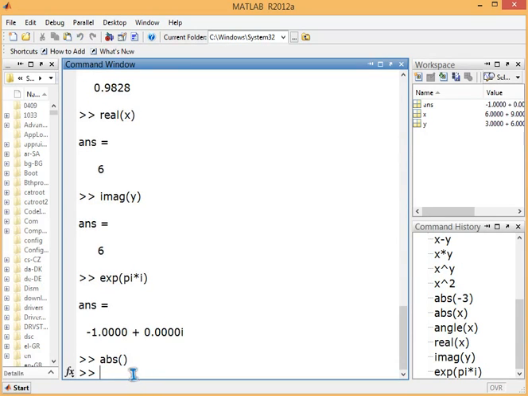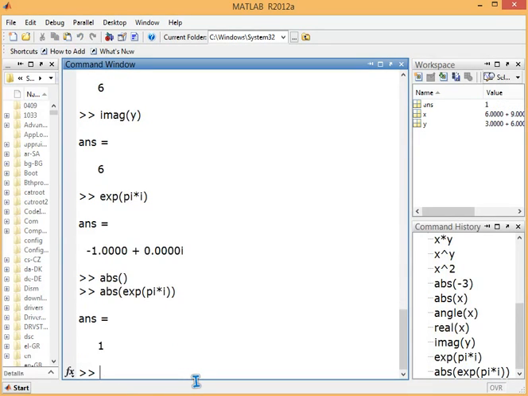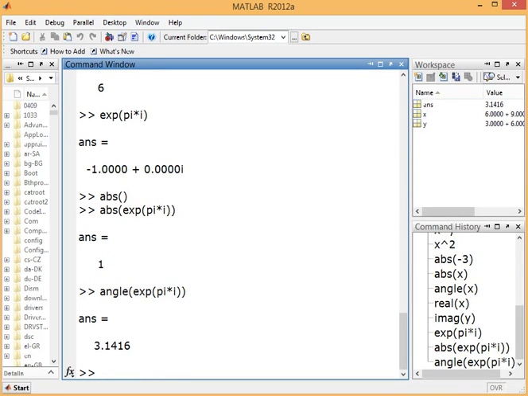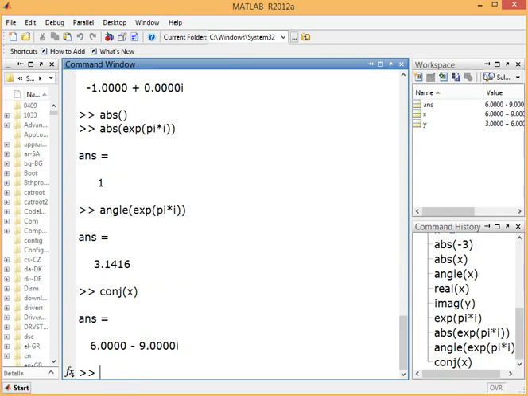So I'll pass this as a parameter, abs, and the parameter will be this. This is the absolute value. Angle also can be computed. Angle, and I will just copy paste this. This is also possible. Now conjugate of a complex number. Conjugate is conj, and say of x or y, take x. a plus ib, that is 6 plus 9i was there. Conjugate will be 6 minus 9i. This will be the conjugate.